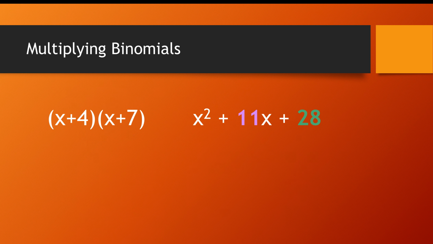Now notice something. Do you see how this 4 and 7 relate to the 11 and 28 that are produced when we expand? 4 plus 7 is 11, and 4 times 7 is 28. So when you're expanding or multiplying binomials, this is a pattern you're going to notice. When you multiply the two numbers, you're going to produce the constant at the end, and when you add the two numbers, you're going to produce the coefficient of x.